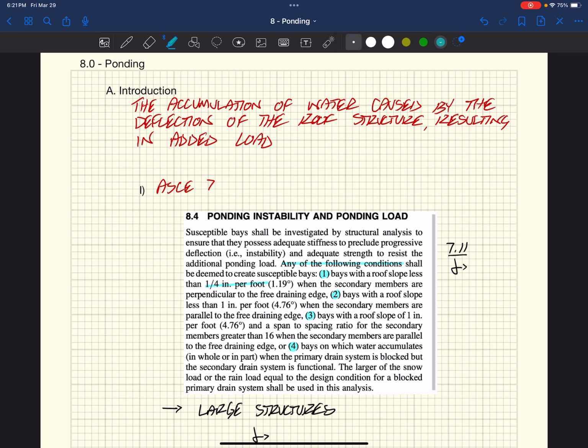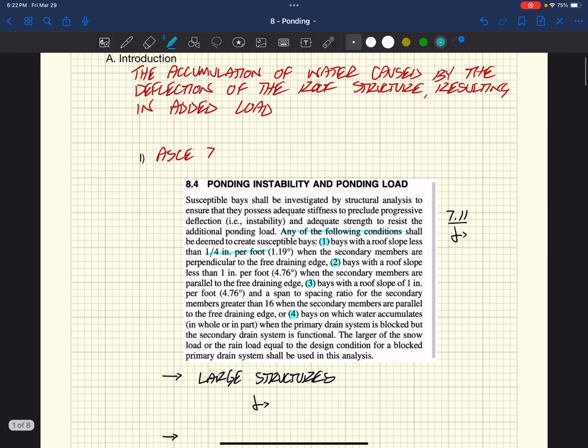Bays on which water accumulates in whole or in part when the primary drain system is blocked, but the secondary drain system is functional. So that one's kind of open-ended, right? Bays on which water accumulates when the primary drain system is blocked, but the secondary drain system is functional.